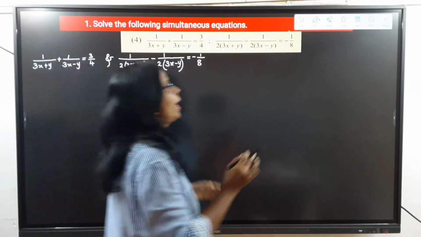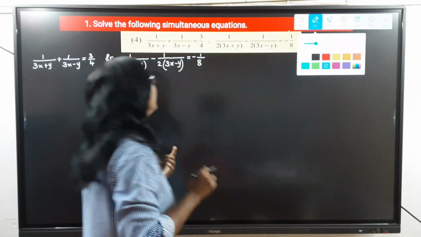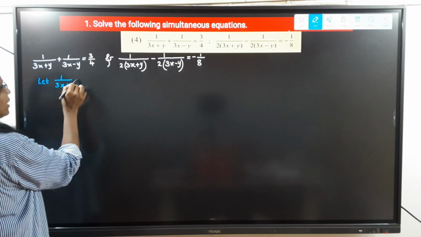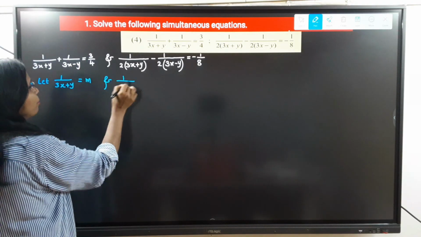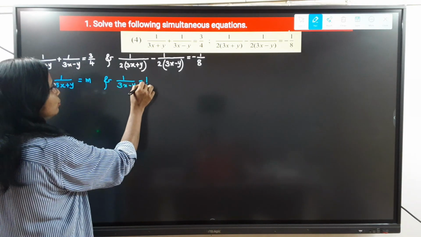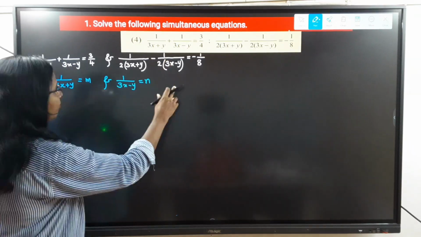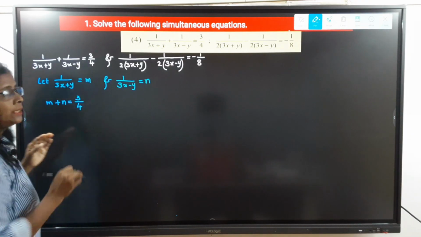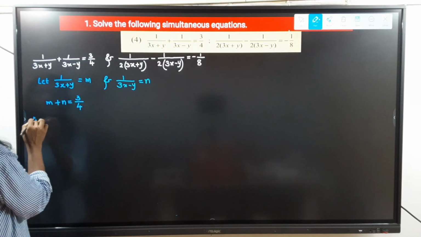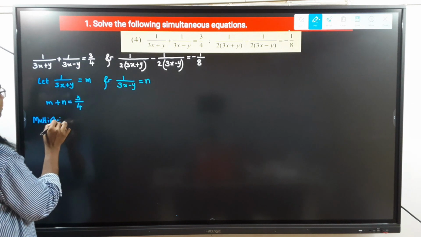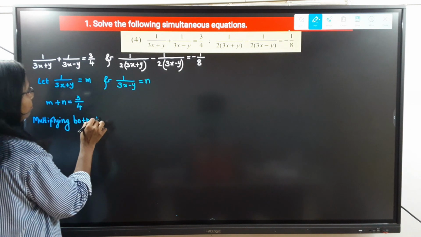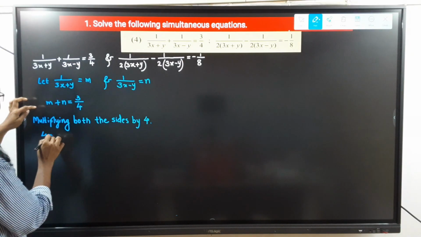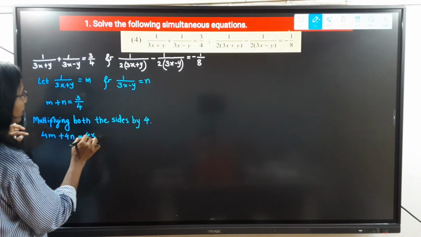So here that's why the assumption method is applicable. Let 1 upon 3x plus y be equal to m, and 1 upon 3x minus y be equal to n. The equation becomes m plus n is equal to 3 upon 4. Now we are multiplying both the sides by 4. Therefore 4m plus 4n is equal to 4 multiply 3 upon 4.